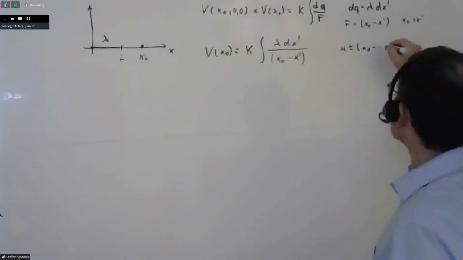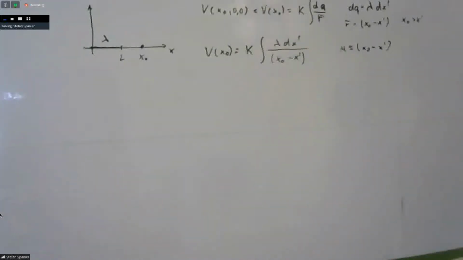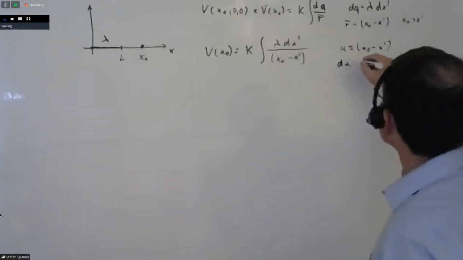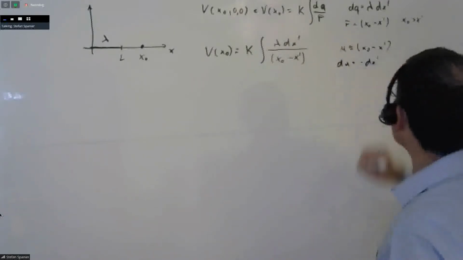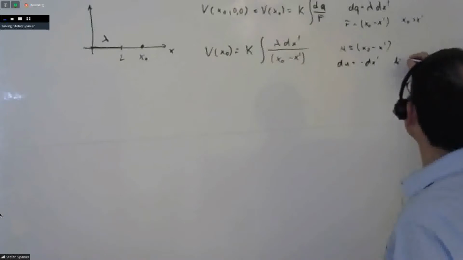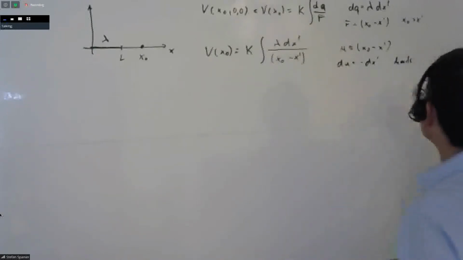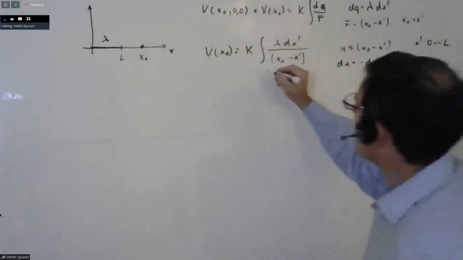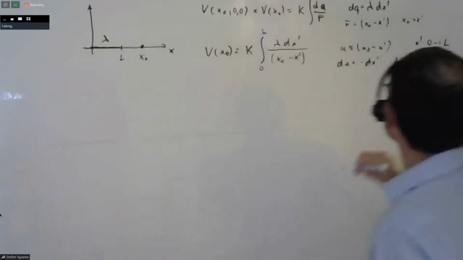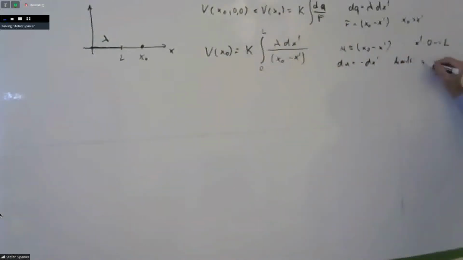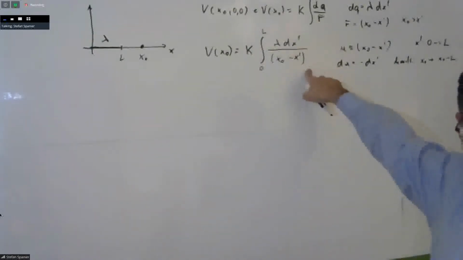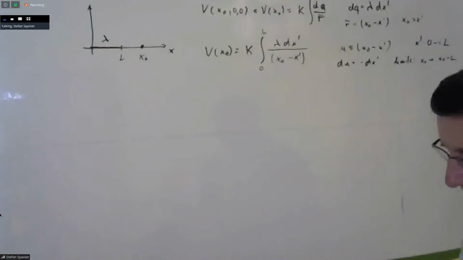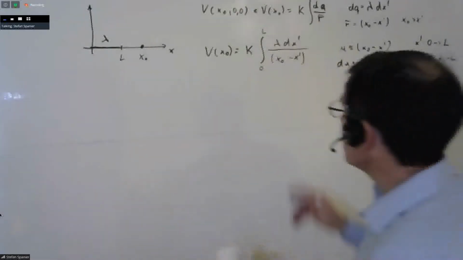And it makes it nice if you do the substitution here. And du is minus dx prime. And then the limit, x prime goes from 0 to L. And accordingly, this runs from x0 to x0 minus L. And then it becomes just a du over u with a minus sign. And of course, you know, that's a logarithm.